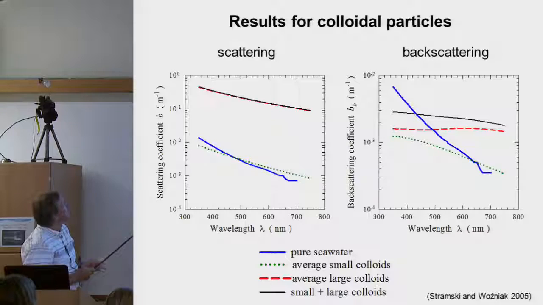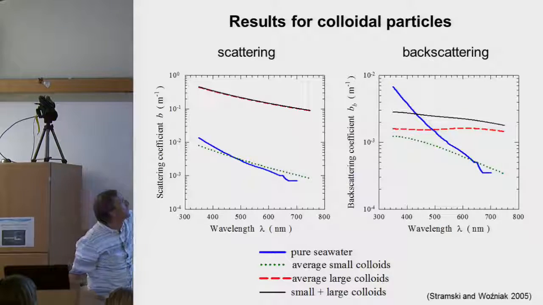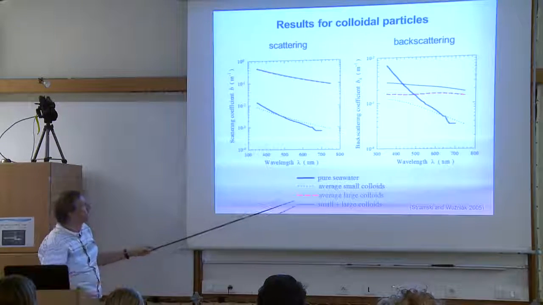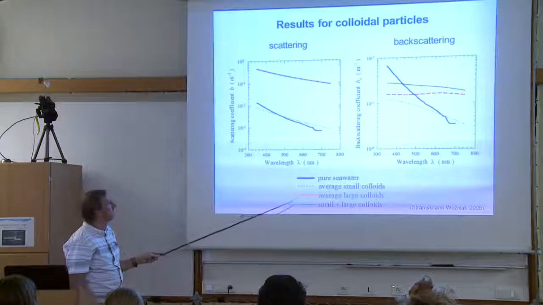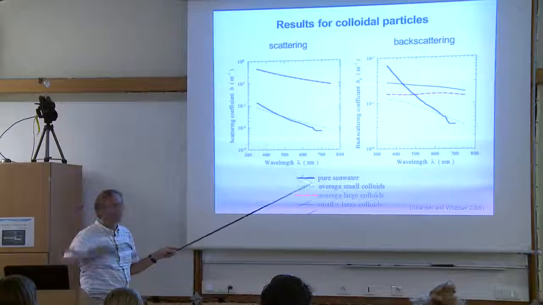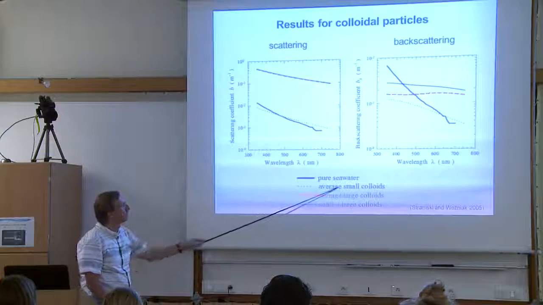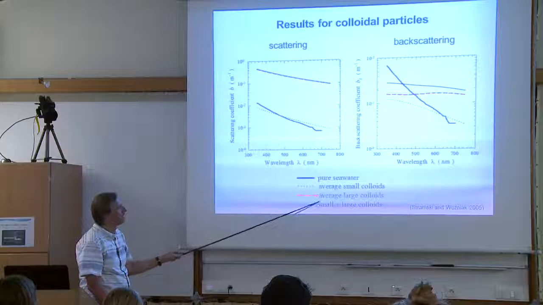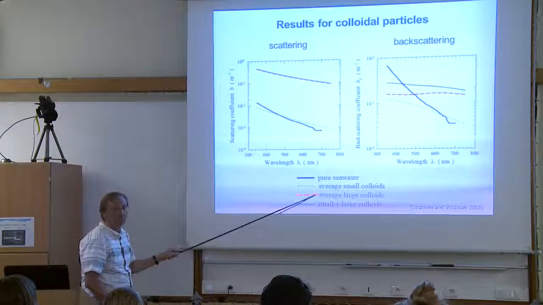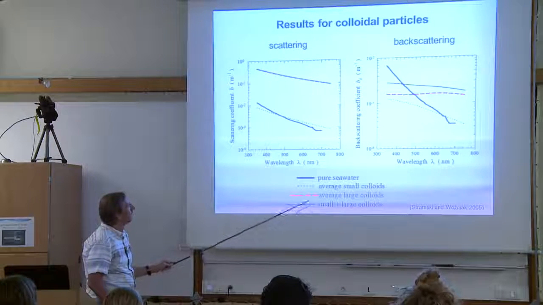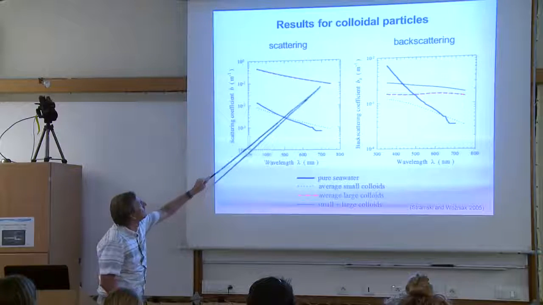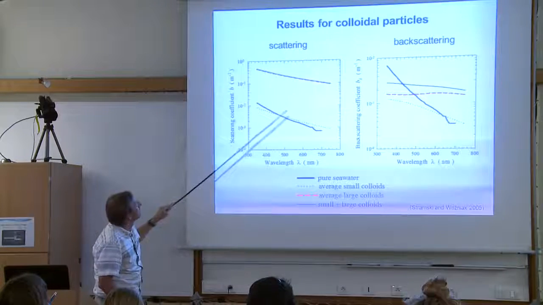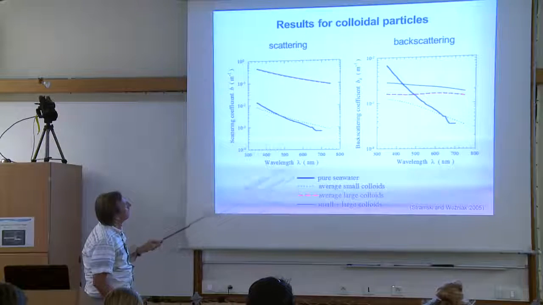So this was done in this plot, and you can see scattering coefficient on the left-hand side, backscattering coefficient on the right. There are many cases of these colloidal measurements, but here you can see average situations based on all these measurements. So average small colloids below 200 nanometers, average large colloids from 400 nanometers up to 1 micron. So these are the data here. And by the way, small and large colloids together is the solid line. So these are the large colloids, all colloids, pure water, and small colloids.